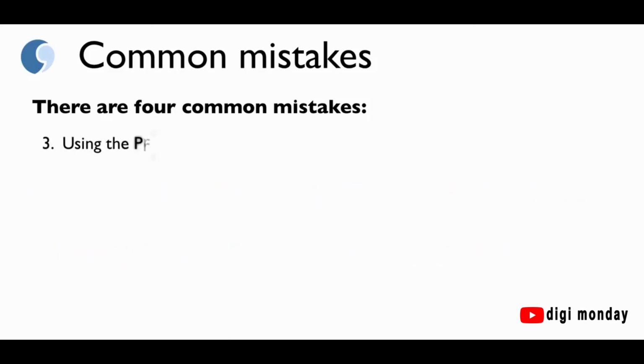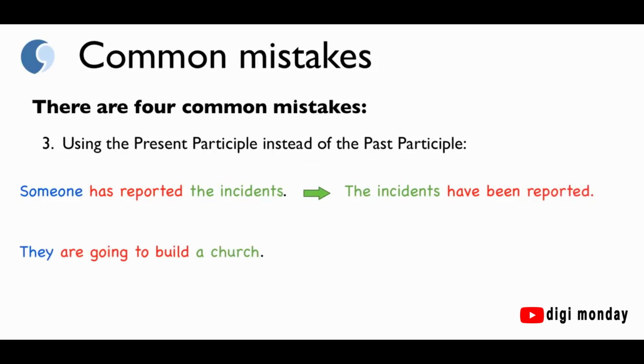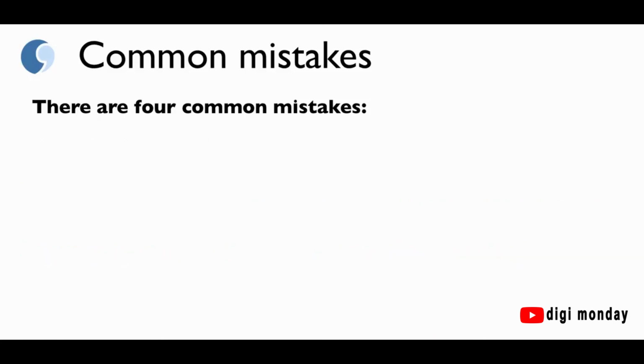Moving to the next common mistake, which is using the present participle instead of the past participle. Someone has reported the incidents. The incidents have been reporting. It is a mistake. The incidents have been reported. They are going to build a church. A church is going to be building. It is a mistake. A church is going to be built.